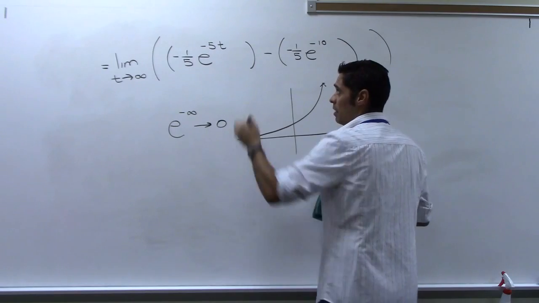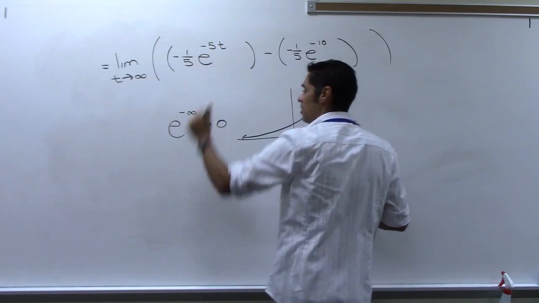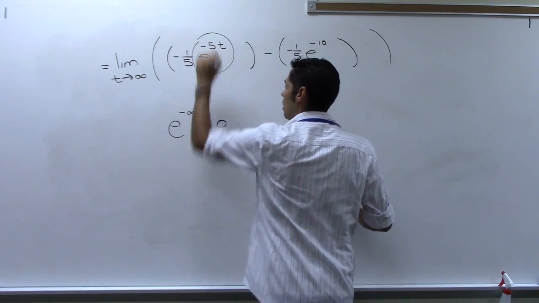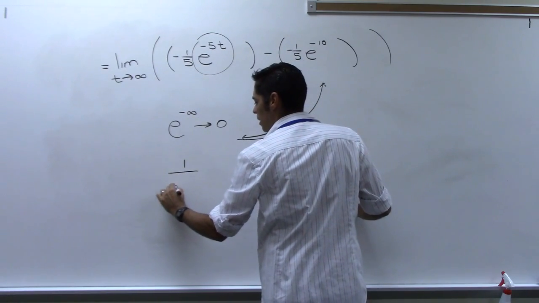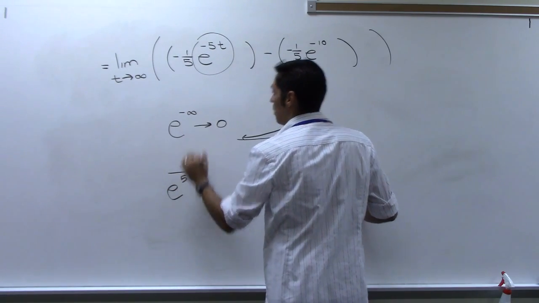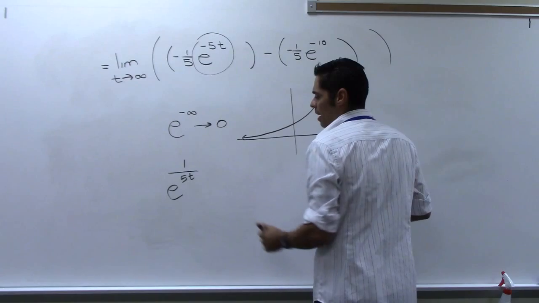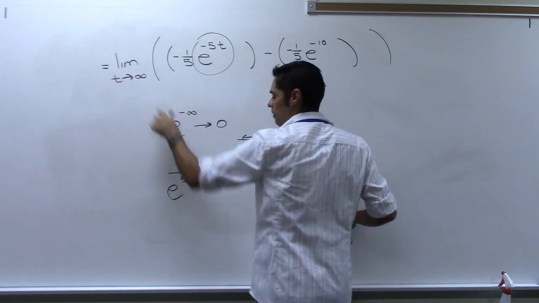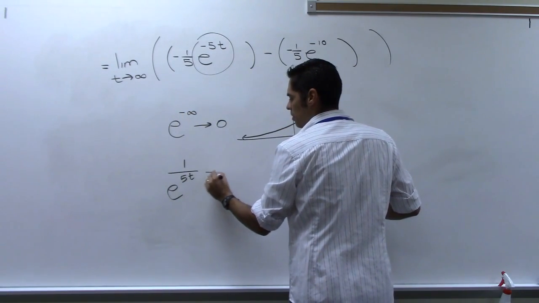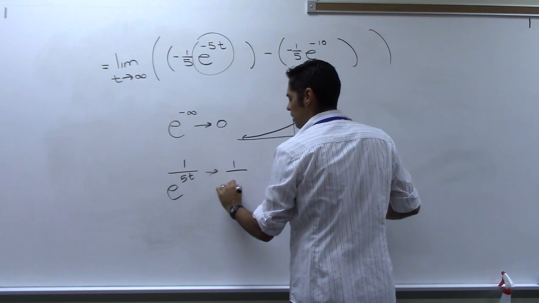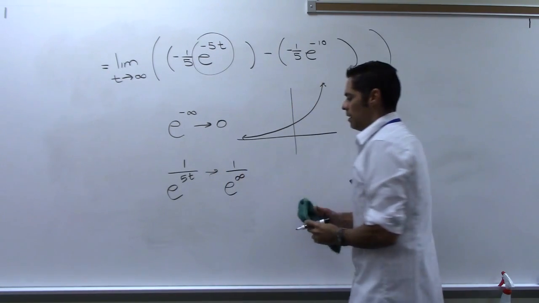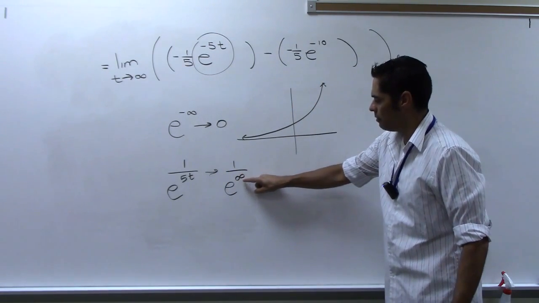That's one approach. The other approach is to rewrite this right here as 1 over e to the positive 5t, so negative exponents drop down. And then when you let t go to infinity, this really turns into 1 over e to the positive infinity. And now you're looking, what does e do if you go out to positive infinity?